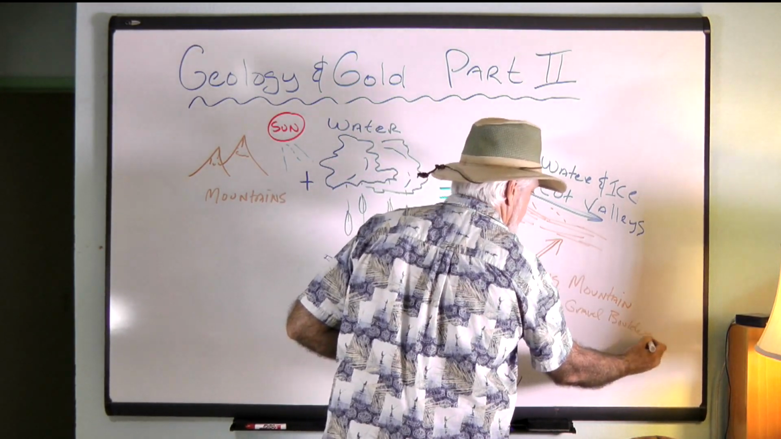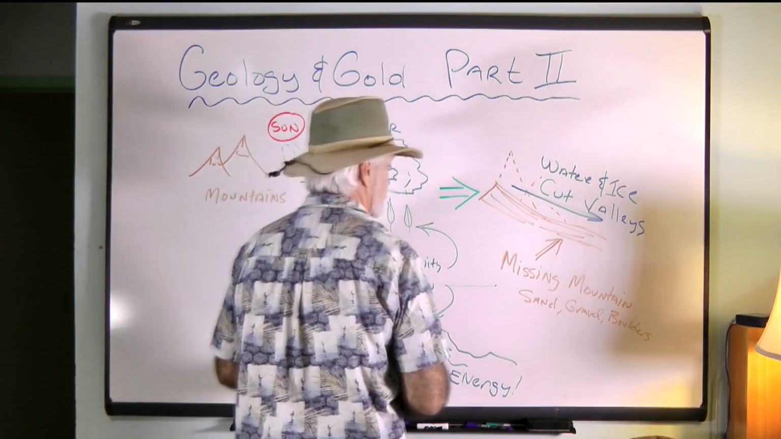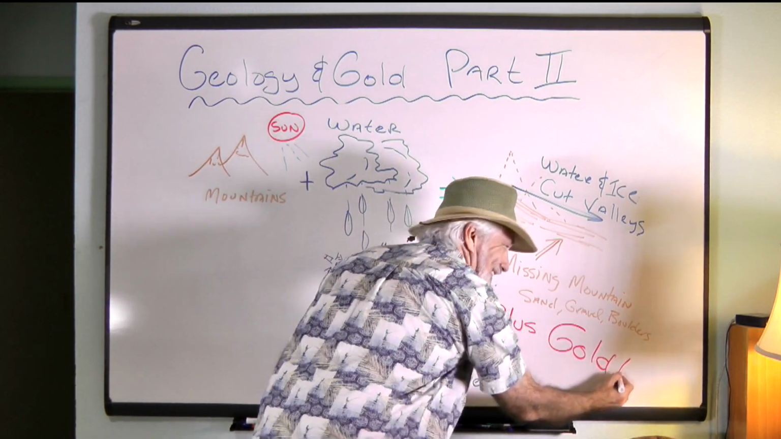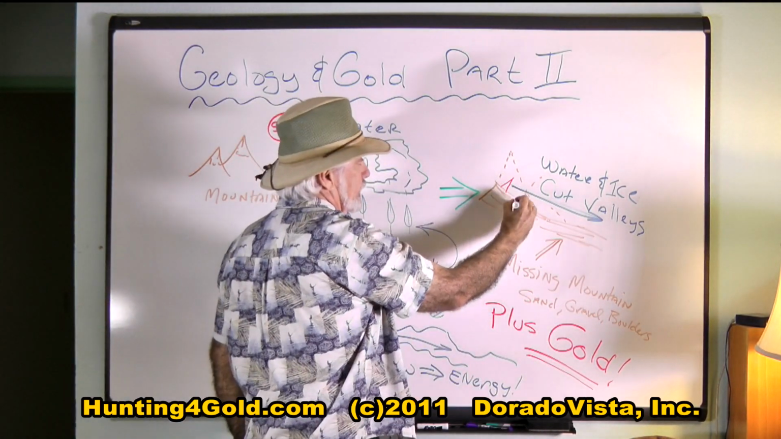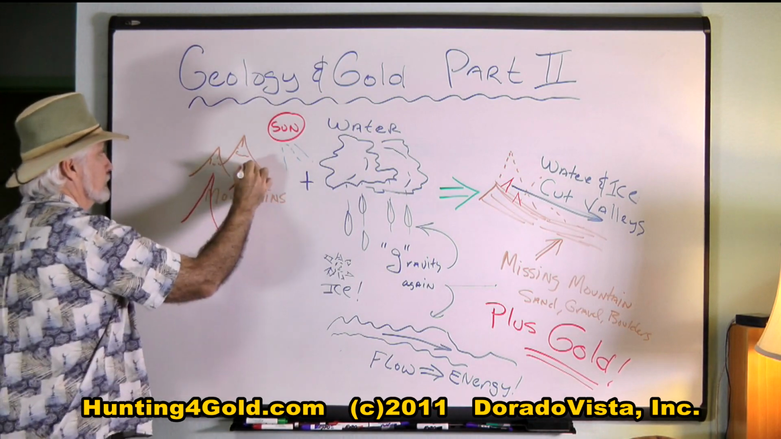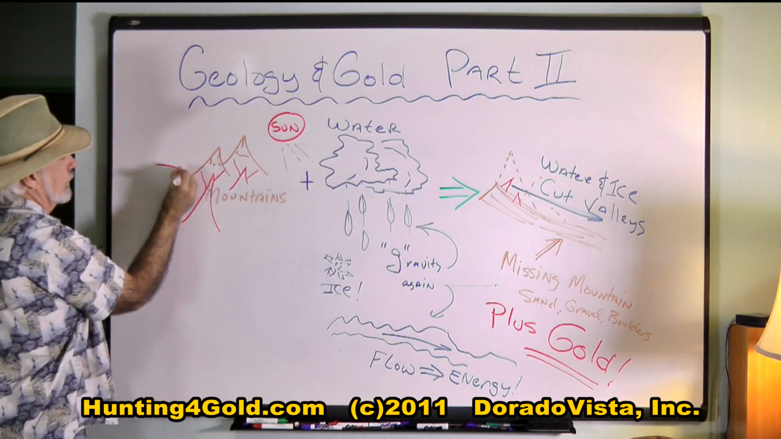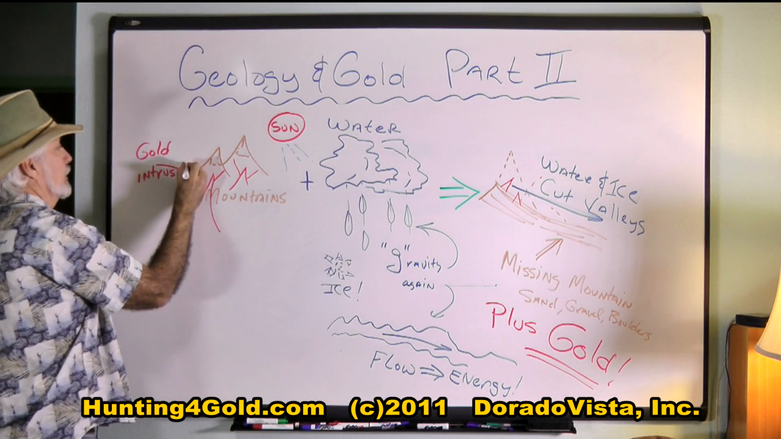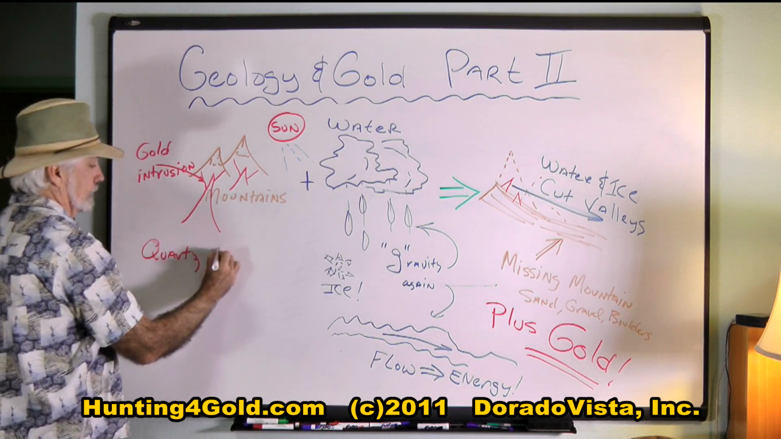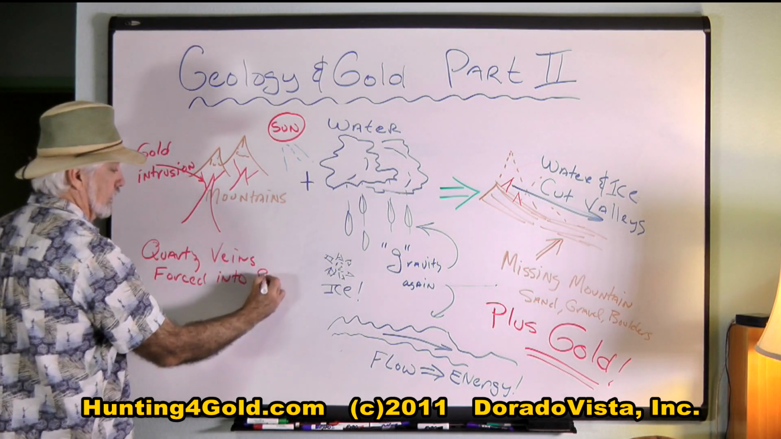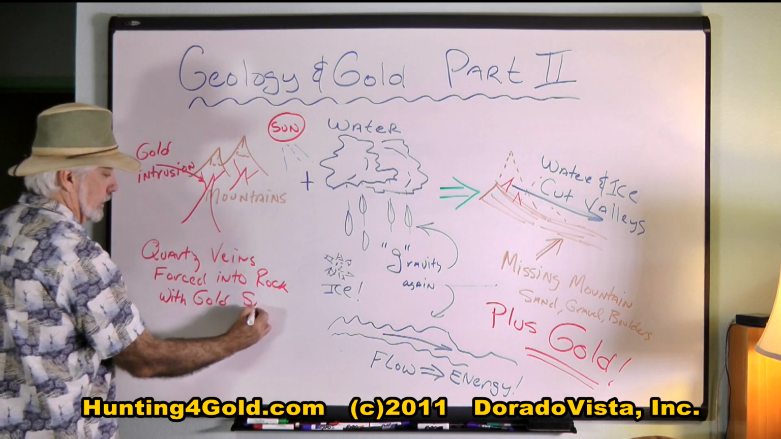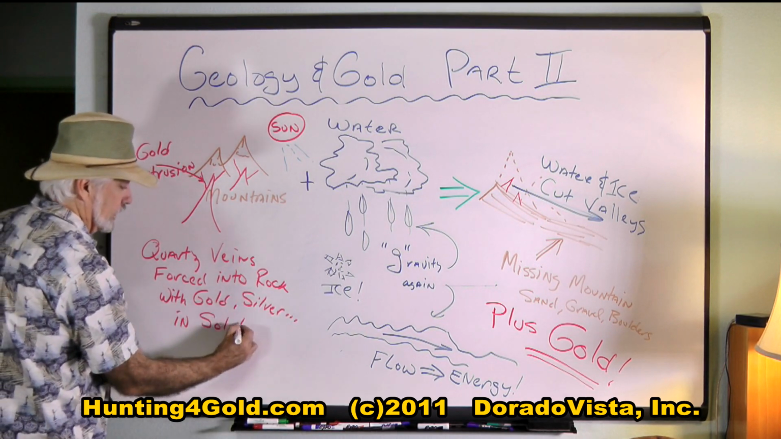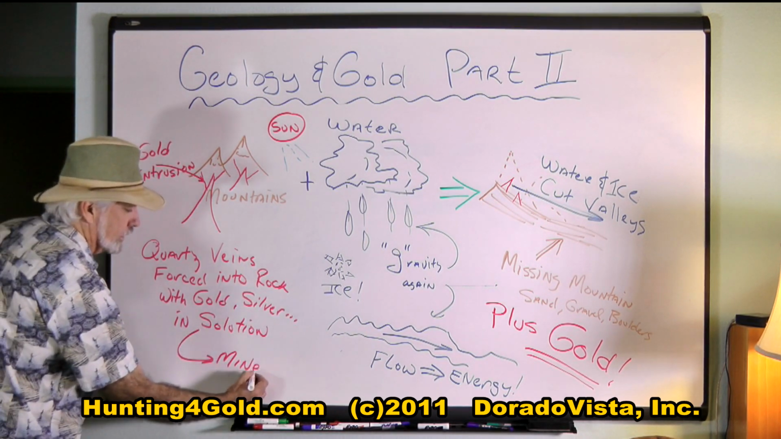And these alluvial plains, where all the sand and gravel and boulders deposit, have gold with them because it came out of those intruded areas that had gold in them. These are quartz veins that are forced into the rock. They call them quartz stringers, with gold or silver or other precious metals in solution. We'll get into that in minerals in the next video.